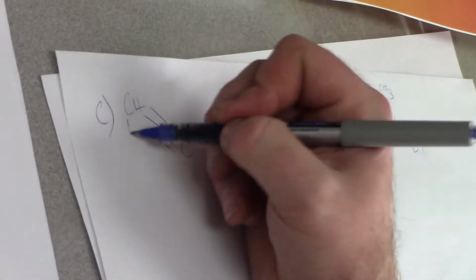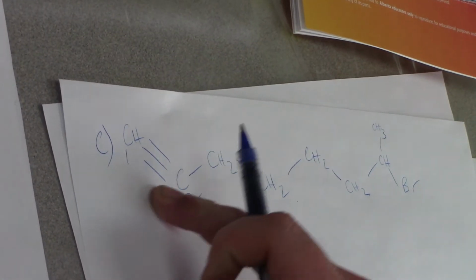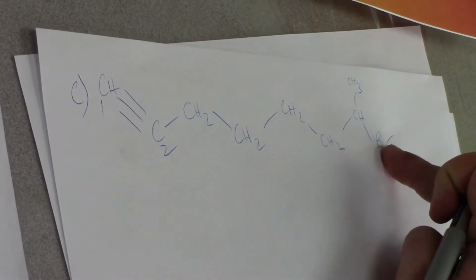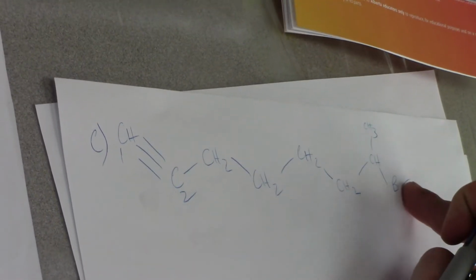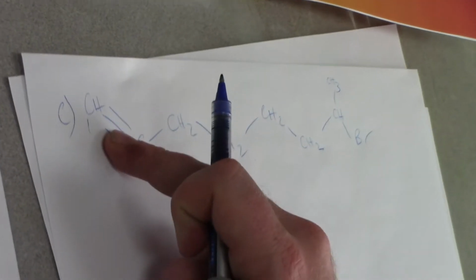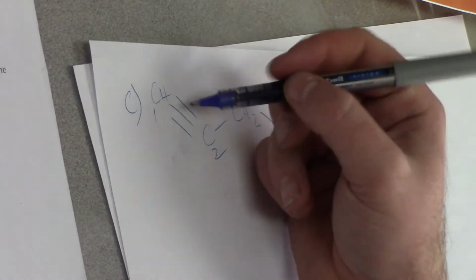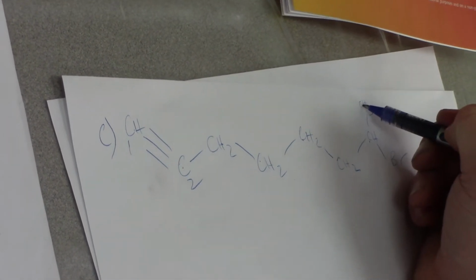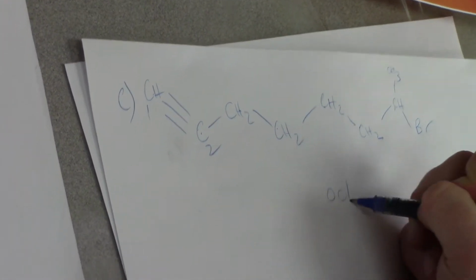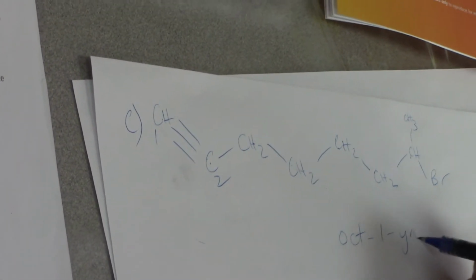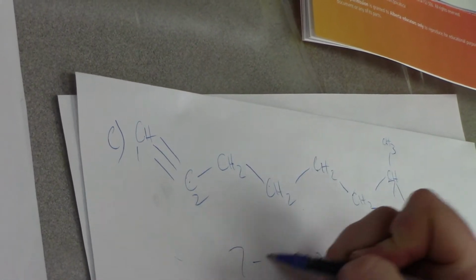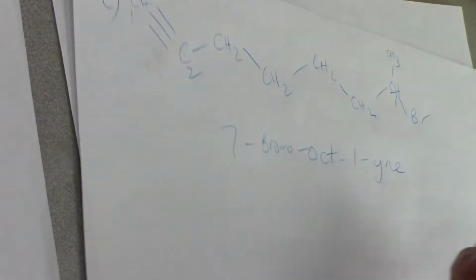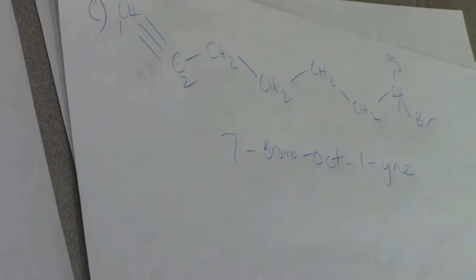Okay, so that's what this molecule is. So my longest chain, I'm going to number from here because my triple bond is on this carbon. This bromine's on one of these carbons here, but again, the triple and double bonds take precedence. So this is 1, 2, 3, 4, 5, 6, 7, 8. All right, so this is actually oct-1-yne, and the bromine is on carbon 7. So that's 7-bromo-oct-1-yne, and that's how I would name that.